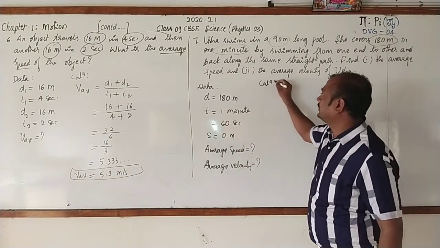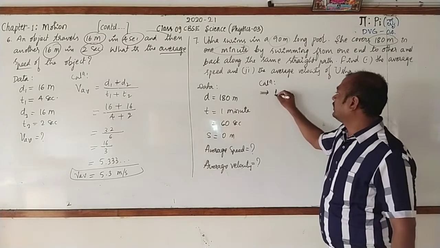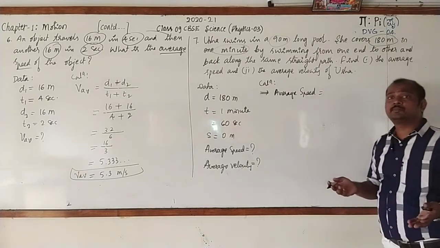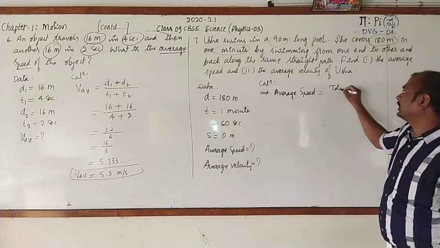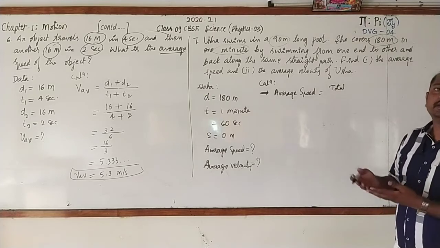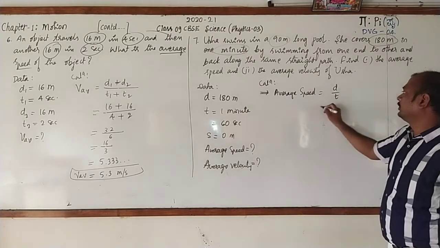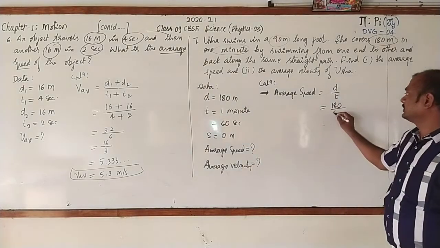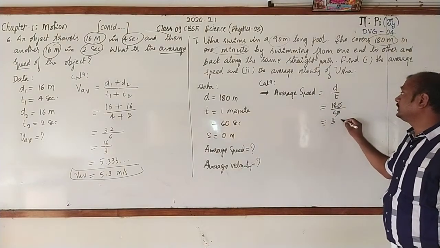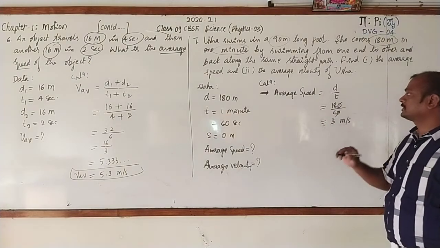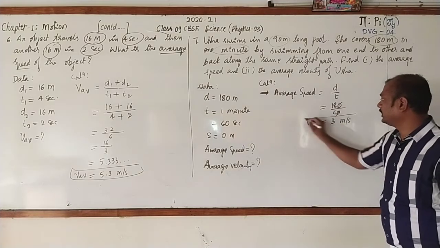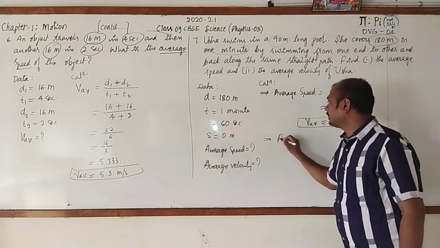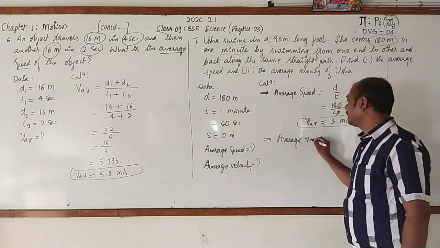Now, let us first calculate average speed. Average speed is equal to total distance by total time taken. You may just go for using the formula S by T also. What is the distance traveled? It is 180. Time taken? It is 60 seconds. 0 and 0 get cancelled. It is 3 meter per second. So this is the average speed of Usha. Average speed, not velocity.